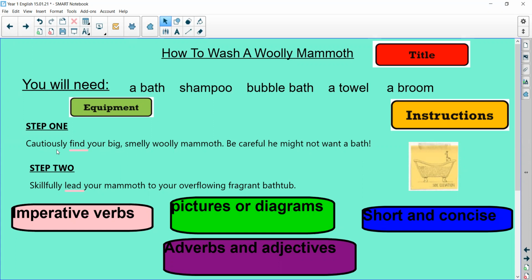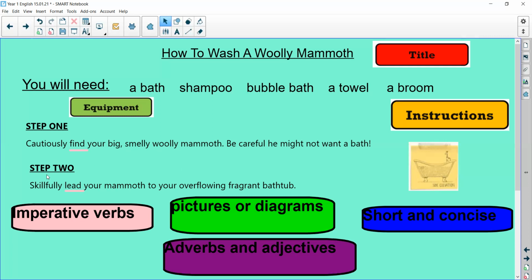So cautiously, that's carefully, because maybe this woolly mammoth does not want to be washed. So therefore you have to be very cautious. So maybe tiptoe around, be very careful as you look for him. So cautiously find your big, smelly, woolly mammoth. Be careful, he might not want a bath. And I've included a diagram here.